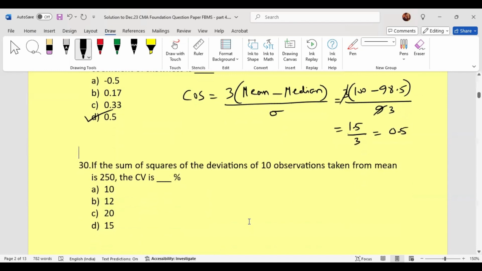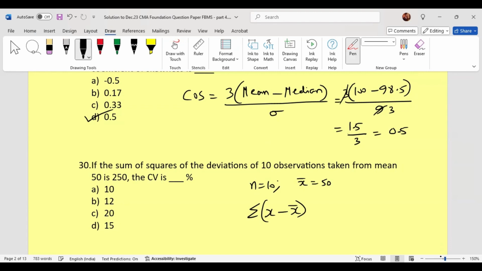The next one, if the sum of the squares of the deviations of 10 observations taken from mean is 250, the coefficient of variation is what in percentage? So number of observations given as 10, sum of squares means sum of the squares of the deviations taken from mean, that is x bar. Here one word is missing. Taken from mean 50 is 250. So here x bar is given as 50.